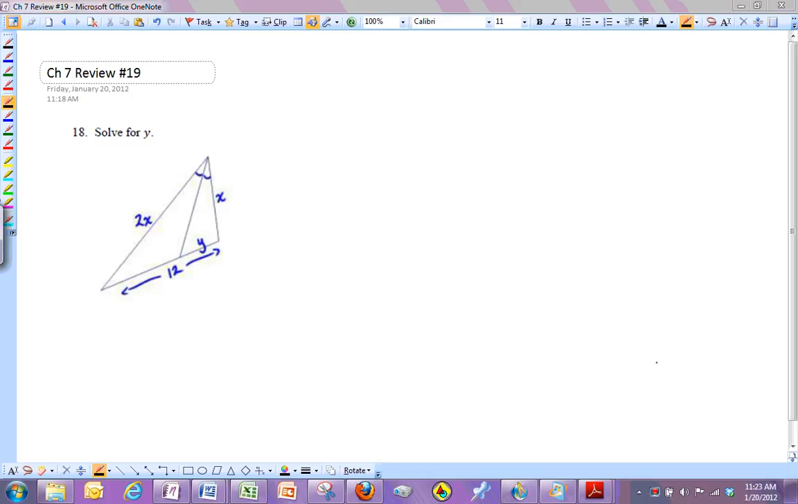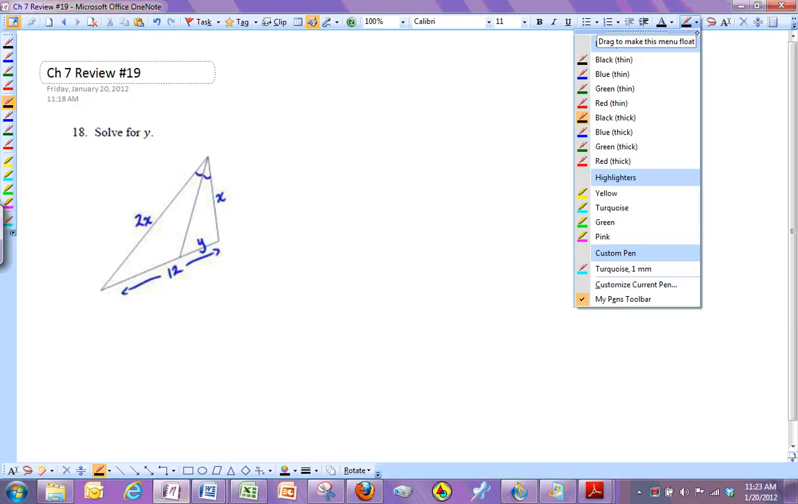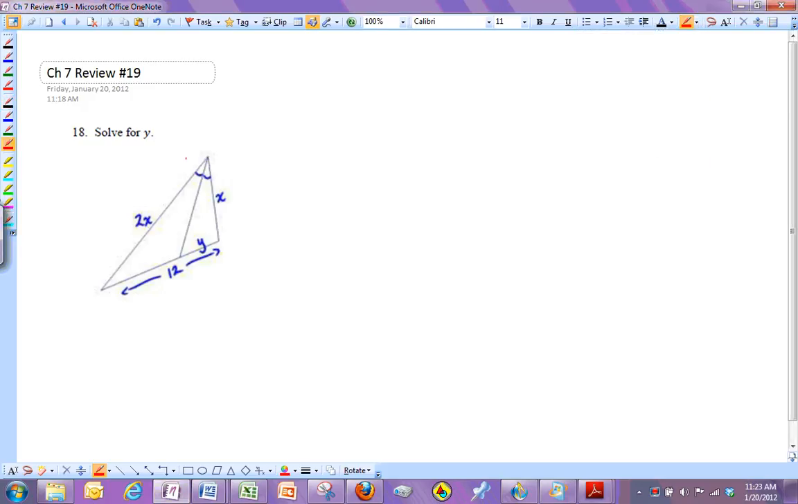Alright, so this is the Chapter 7 review, number 19. In this one, what we've got is a situation where we're given that these two little angles up at the top are the same. So that means that this thing right here has to be an angle bisector. So we've learned a theorem.